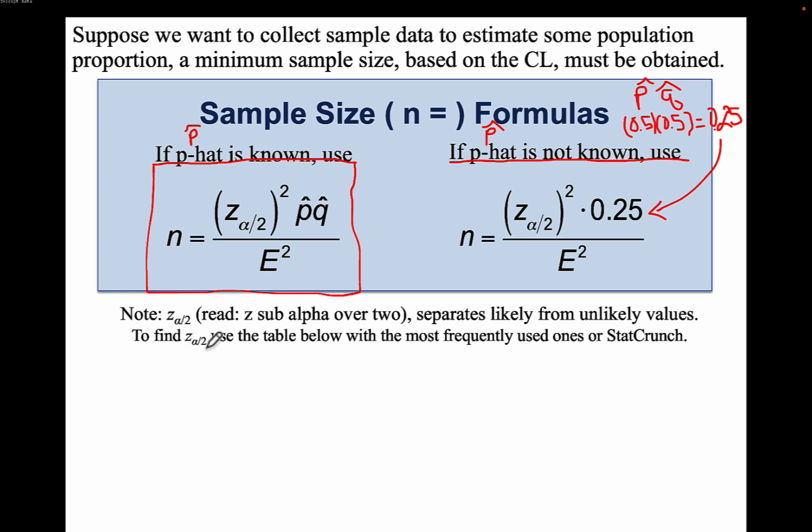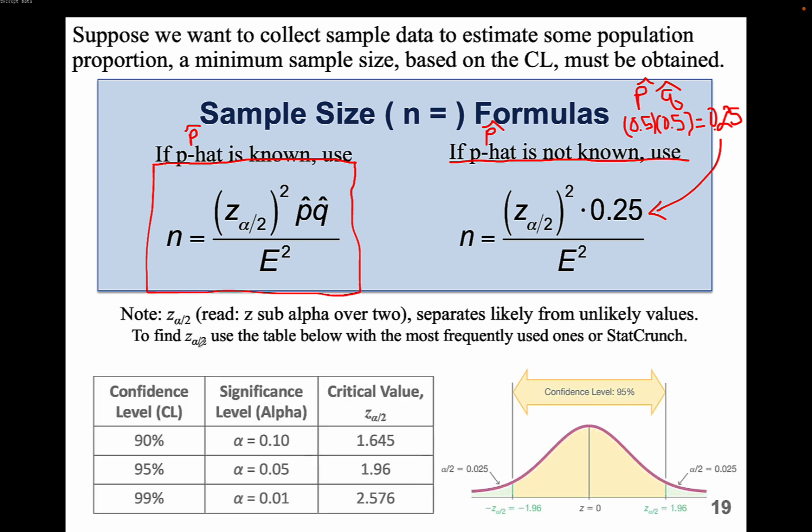To find z sub alpha over 2, we can use the normal calculator in StatCrunch like we did before, or for the three most common ones, just to avoid a step in StatCrunch: if you're told to be 90% confident, then your critical value, z sub alpha over 2, is 1.645. If you're told to be 95% confident, 1.96 is that separator. And with 99% confident, we would need that separator to be at 2.576.